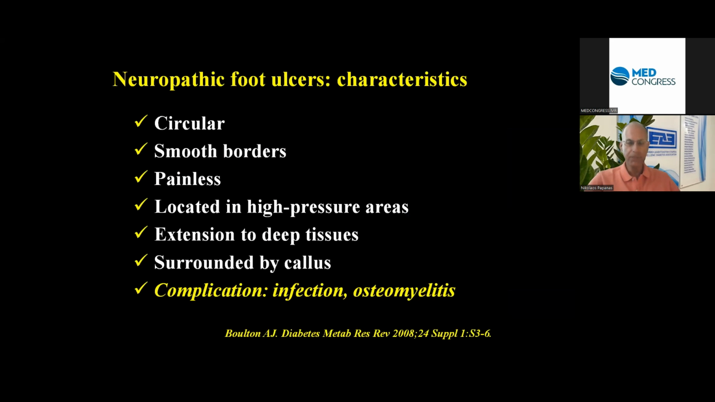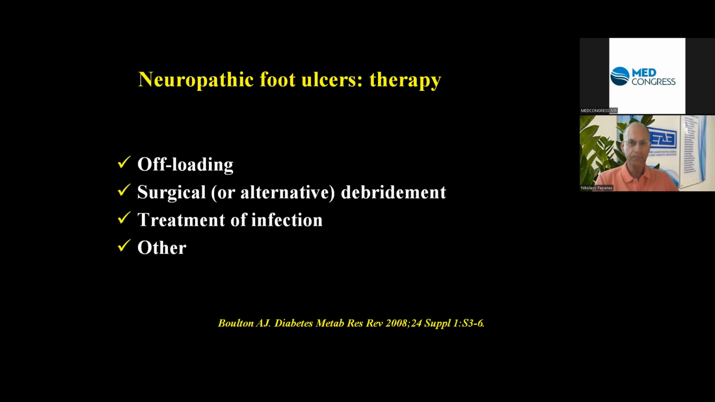So as we've just seen in pictures, neuropathic foot ulcers are circular or almost circular with smooth borders. They are painless. Located in high pressure areas, they may extend to deep tissues, are surrounded by callus, and their complications include infection and osteomyelitis. Principles of therapy include offloading, surgical debridement or alternative debridement, treatment of infection if it is there, and of course other modalities.